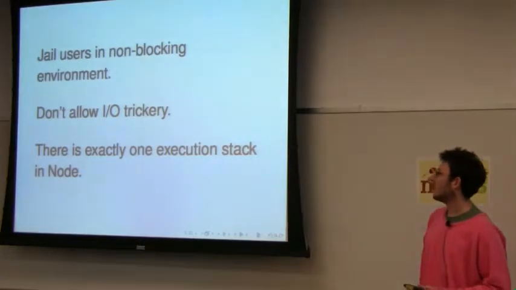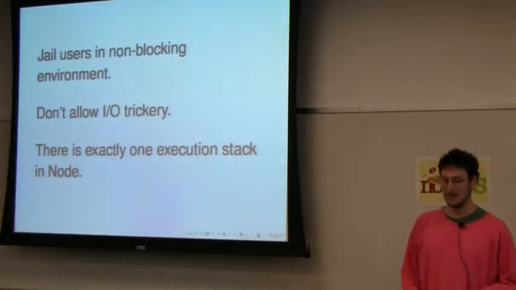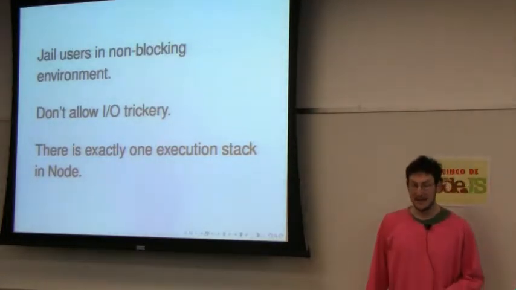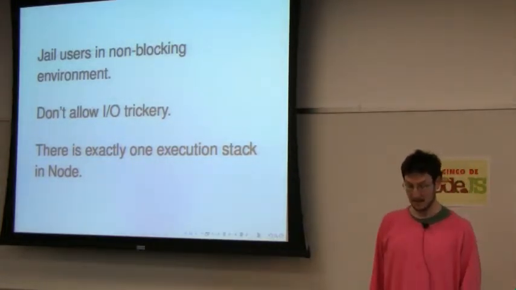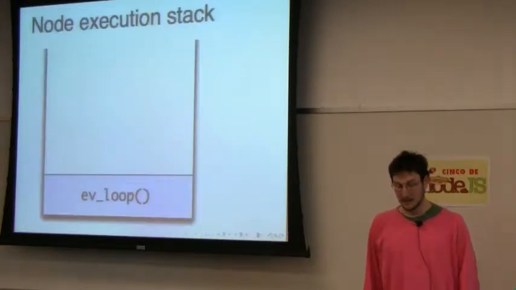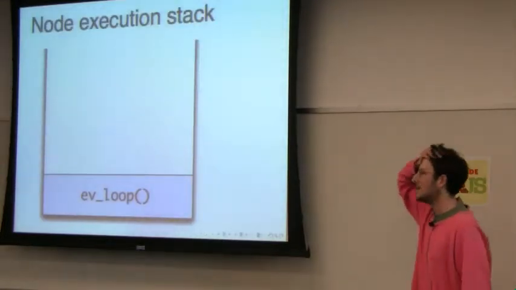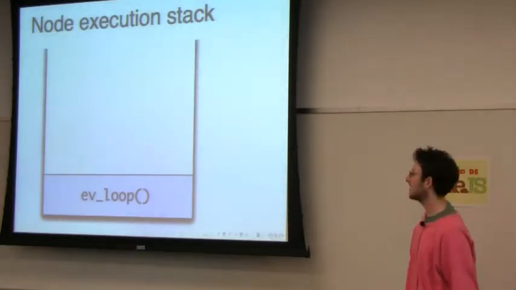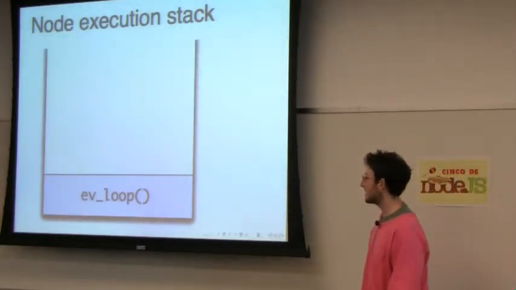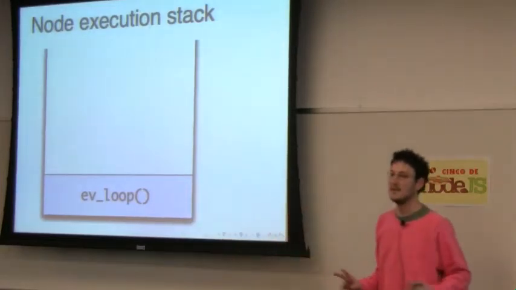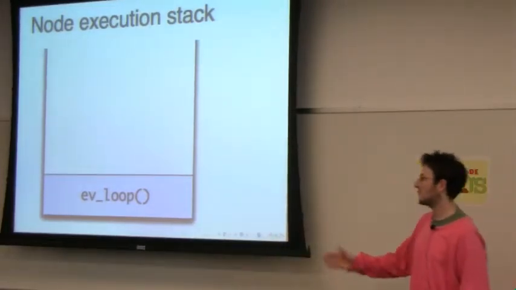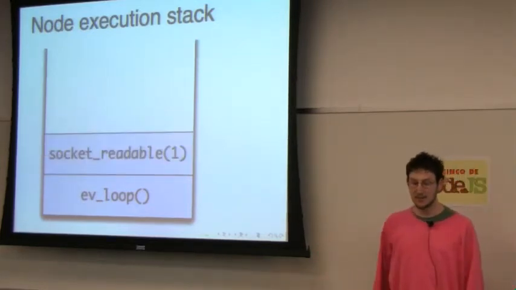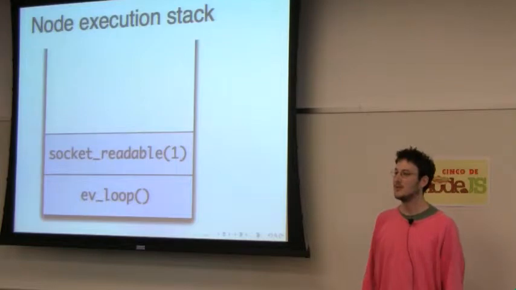Jail users in a non-blocking environment; don't allow I/O trickery, like coroutines. And yes, there's only one execution stack. So let me just very quickly show you what it looks like when you receive a request. So here is the execution stack. This is the libev event loop call. Pretend it's select, okay?